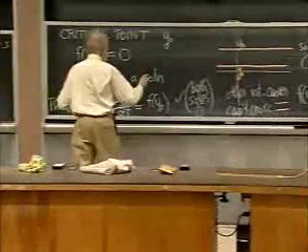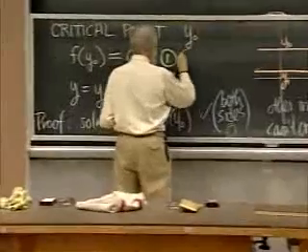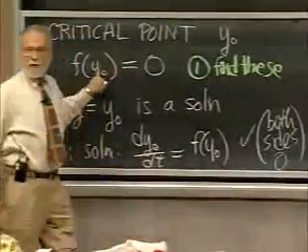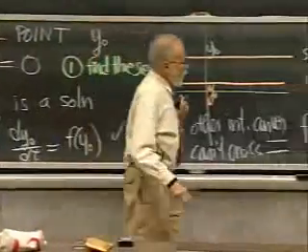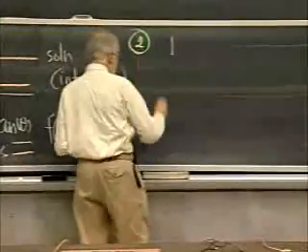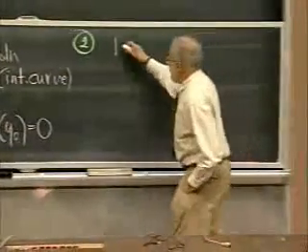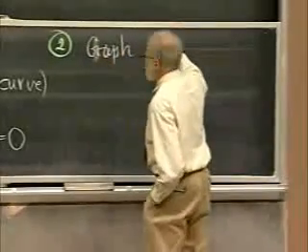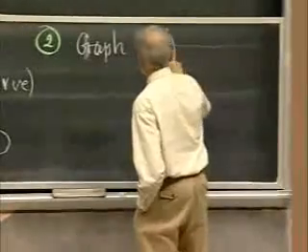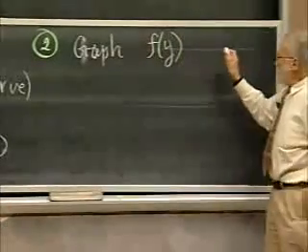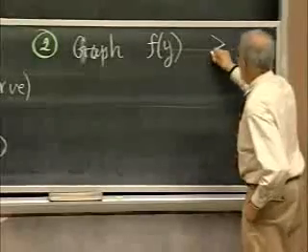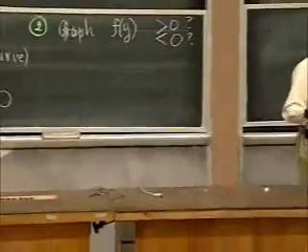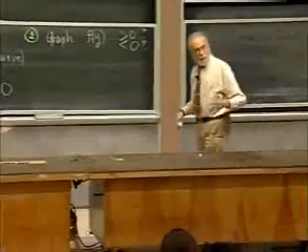So step one is going to be to find the critical points. And you're going to do that by solving this equation, finding out where it's 0. Once you've done that, you're going to draw the graph of f of y. And the interest is going to be, where is it positive? Where is it negative? You've already found where it's 0. Everywhere else, therefore, it must be either positive or negative.